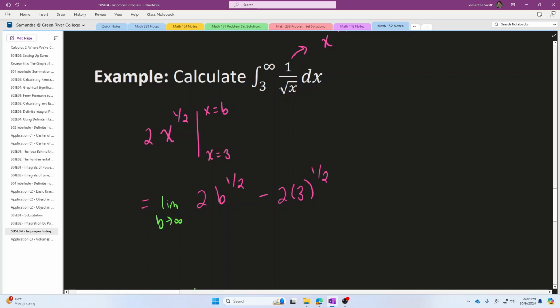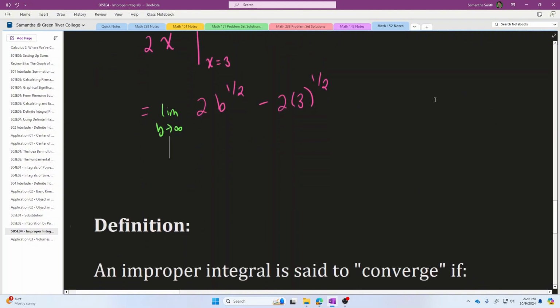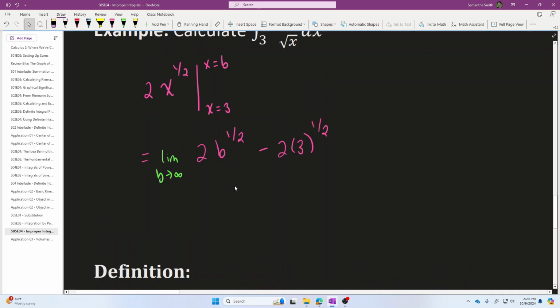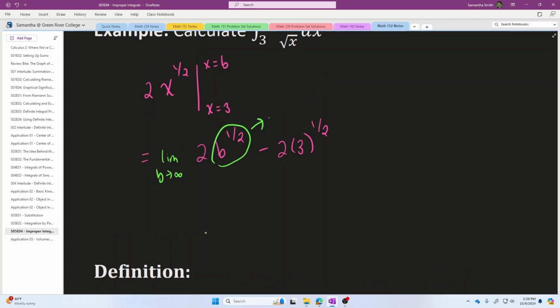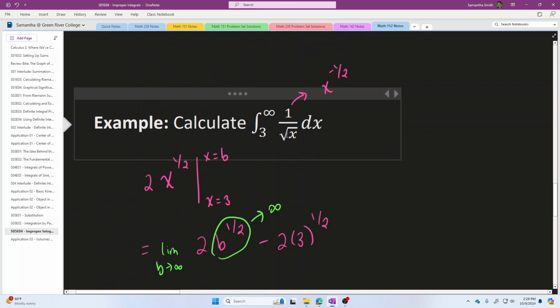But what happens when you take a very large number and you take the square root of that very large number? The square root of an extremely large number is still very, very big. And as b approaches infinity, the square root of b will approach infinity as well. Now, if you have something that's infinite and you subtract a tiny number from that, the result of that is still going to be infinite. So from this we have infinity as the result of our calculation of this improper integral.